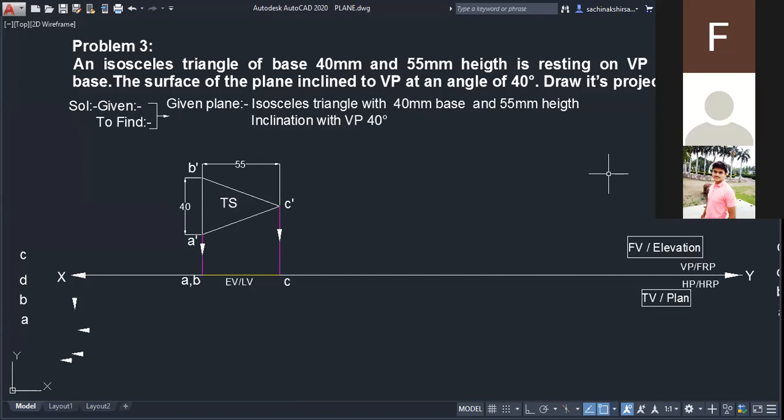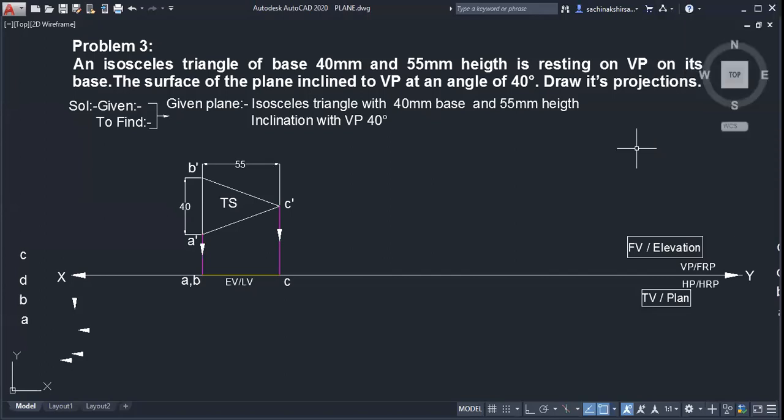Now what will be the next step? Inclination, angle. With whom is the inclination given? With VP. Where to show that inclination, in HP or VP? In HP. Whatever we discussed in the first lecture is important: inclination with VP will be observed in HP. Okay, so here one random point you can select. I have selected one point.